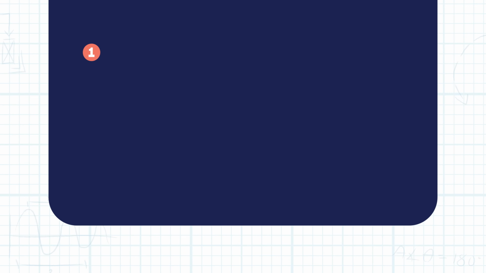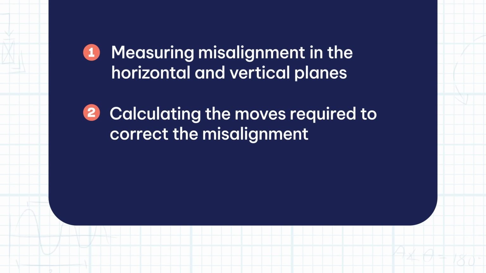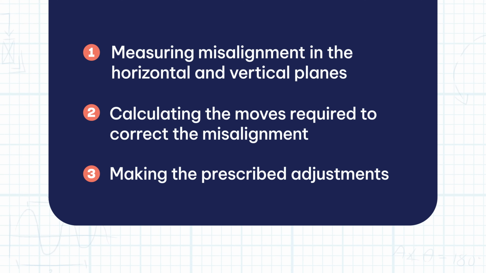The challenge of precision alignment can therefore be defined as: first, measuring misalignment in the horizontal and vertical planes; second, calculating the moves required to correct the misalignment; and finally, making the prescribed adjustments.